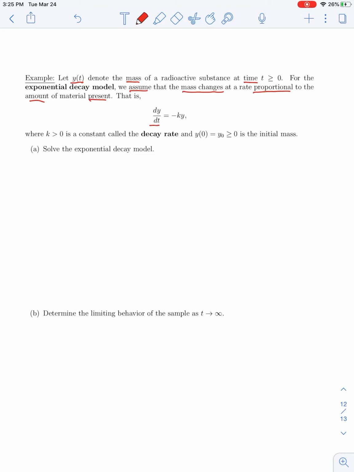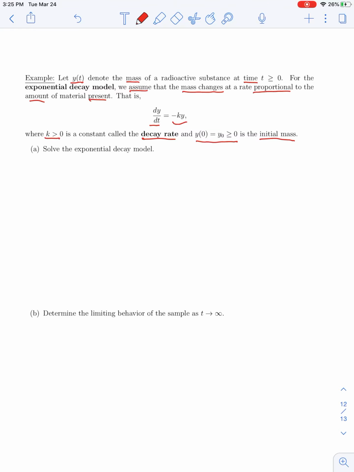So that is, the rate of change of mass, or the derivative of mass, dy/dt, is some constant, negative k, times the mass y, where k is a positive constant called the decay rate of our substance, and we have an initial condition y of 0 equals y naught, which represents our initial mass, how much material we started with at time 0.